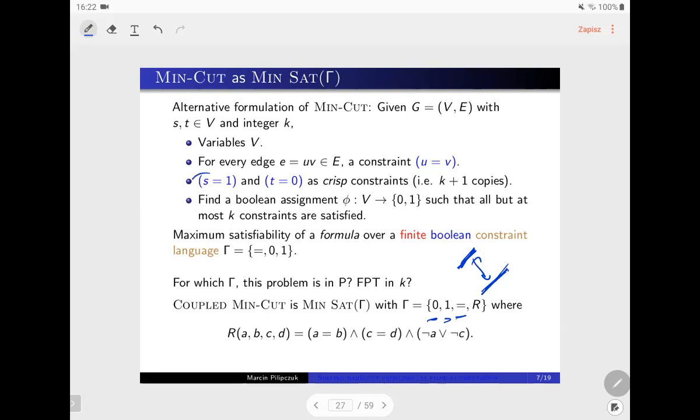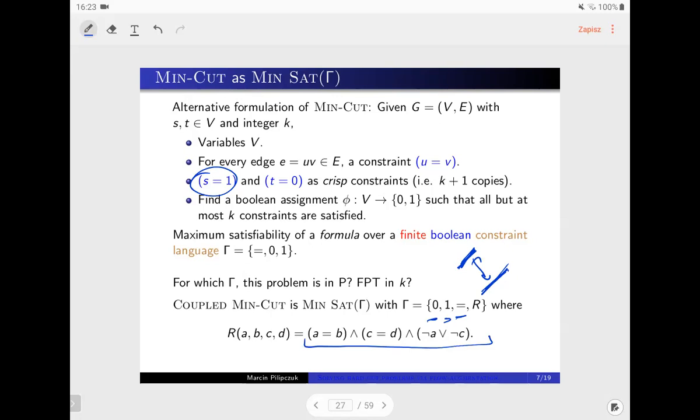Remember that in this thing, we think of S being on the one side. So it actually corresponds to this constraint: the first two arguments are equal, the third and fourth arguments are equal, and we don't allow all ones. All ones are bad. So you can think of this as a constraint with four arguments. It accepts four variables, so there are 16 assignments, and so there are 2 to the 16 different constraints here, and this is one of them. Maybe not the first one you would think about, but there are not that many super natural constraints, and this is one of them. So this coupled min cut comes from a CSP language.